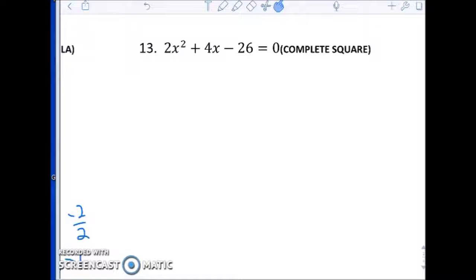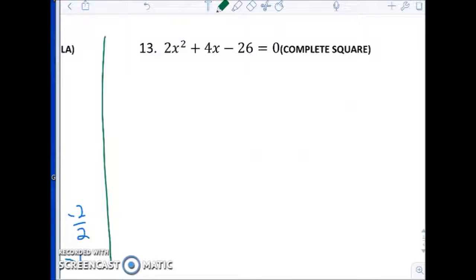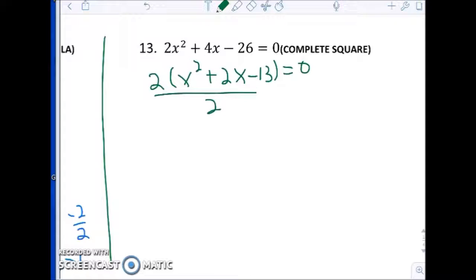Alright, this is 13. We're asked to complete the square. We're fortunate this one is more difficult, but not the most difficult. What's good to recognize is that everything is divisible by 2. I go ahead and factor out a 2, although you could just divide every term by 2, including on the left and right side, and that would be the same. Because of that 0, I'm going to go ahead and divide both sides by 2. So an equation with the same solution is x squared plus 2x minus 13.